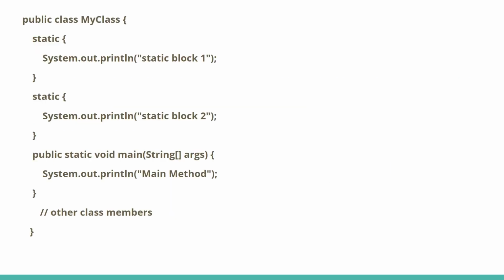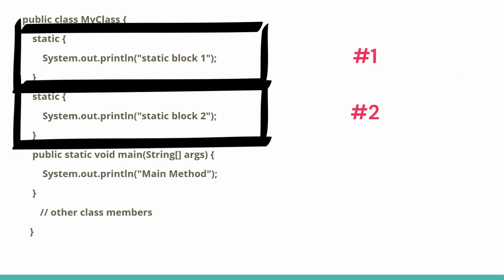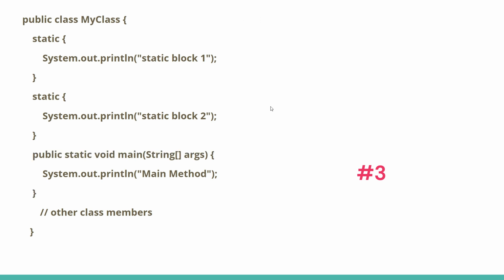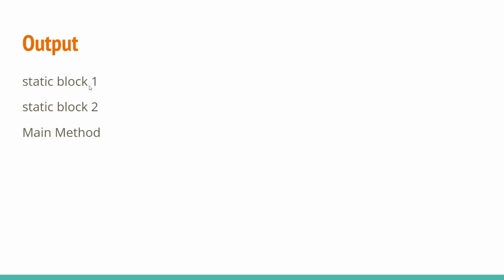Let's look at the example. So here in this example, we have two static blocks in my class and there is one System.out in main. So the output you can expect will be static block 1, then static block 2, and then main method. This is how your output will look like.